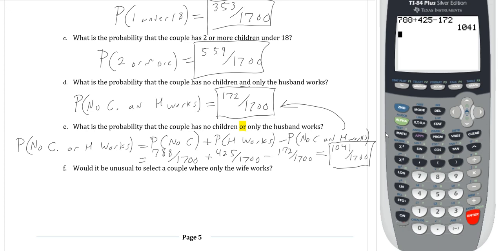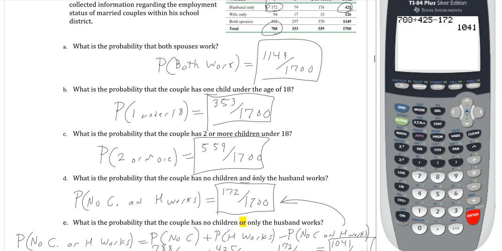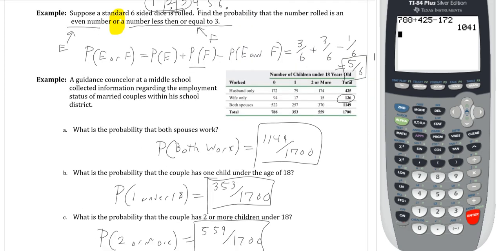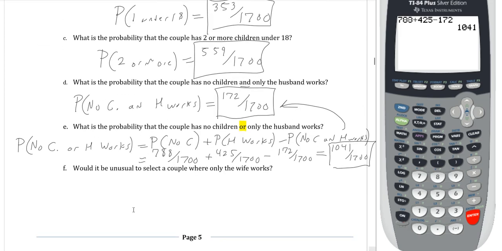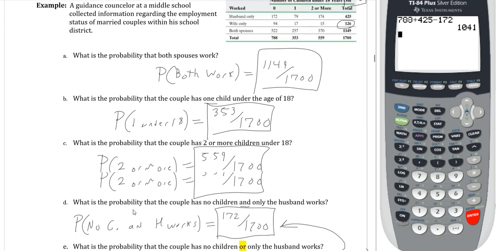Last question. Would it be unusual to select a couple where only the husband or where only the wife works? Sorry. Would it be unusual to select a couple where only the wife works? Well, we need to find the probability where only the wife works, and we have that as 126 out of 1700.